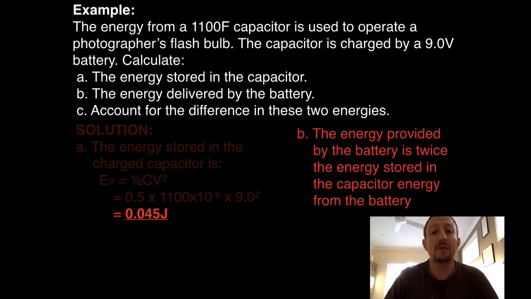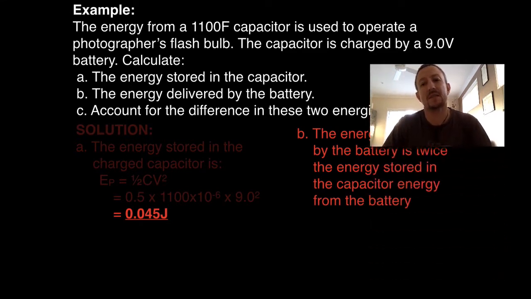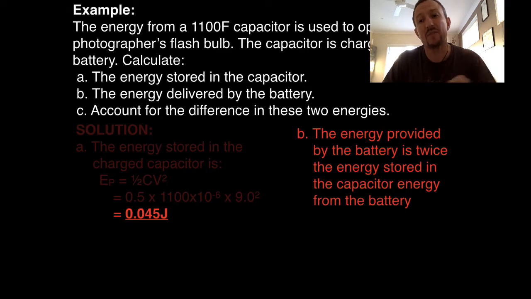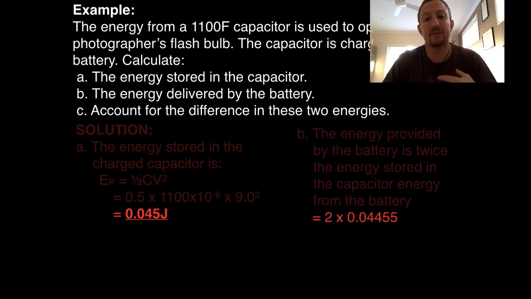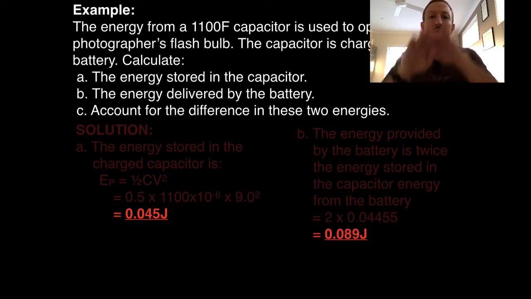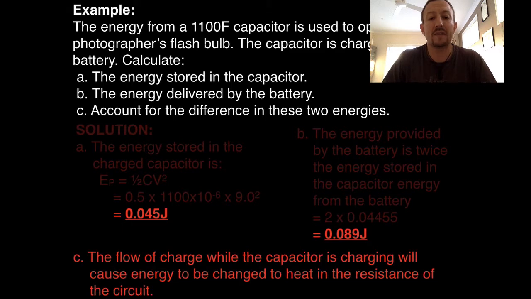Now the energy delivered by the battery: because the energy stored is only half the amount, remember it's the area under the curve which gives us the energy. The energy which is given by the battery is going to be double the amount. So whatever I've got in A is going to be double the amount to make the full amount of energy. And finally, where's the difference? Well, it's all down to heat and resistance, which is removed in the circuit.